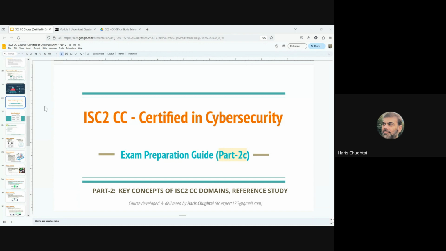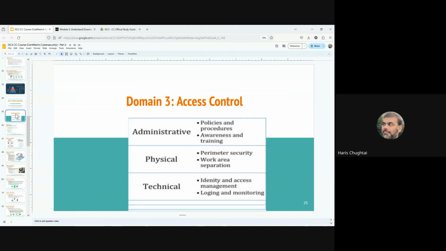Okay, so now let's jump into domain number three. We have finished domain number one, which is cybersecurity principles. We have done domain two, which is IR, BC and DR. And the third domain is about access control. This is again one of the important things to understand.